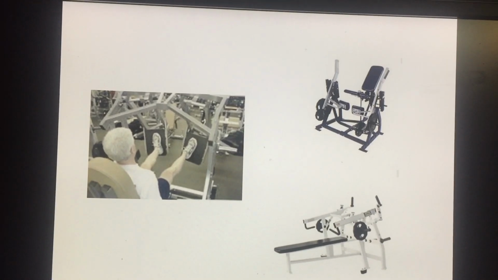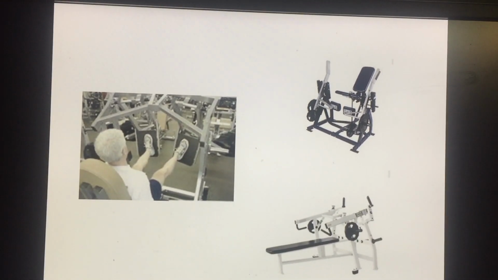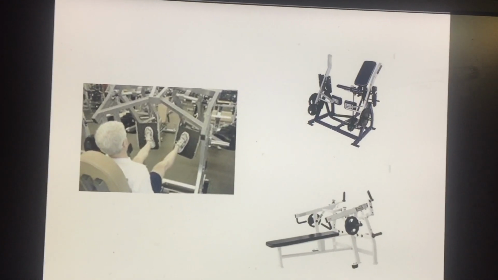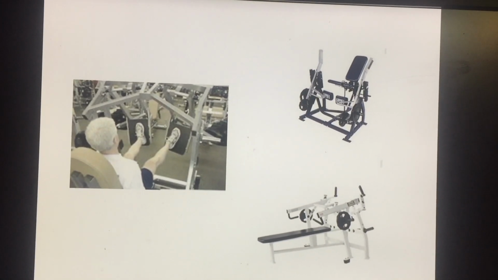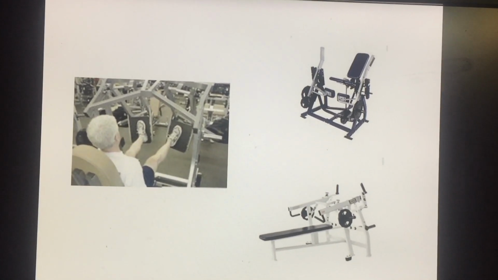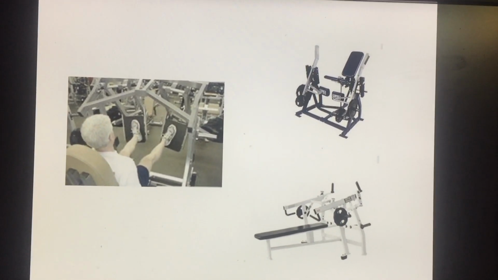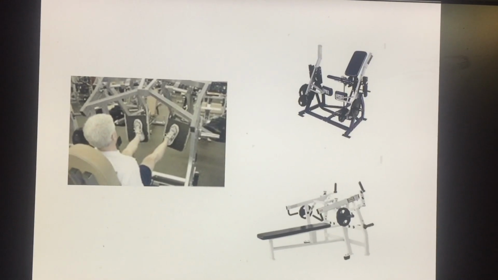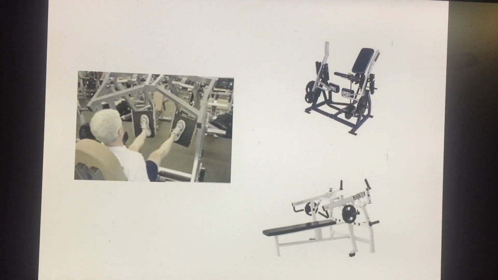So just to show you how this was accomplished, we used these types of machines that allow both bilateral or unilateral contractions. So half the women perform the exercises with two limbs contracting at the same time, and half of them did a set with one limb, and then another set right after with the opposite limb. So they did all their sets using only one limb at a time.